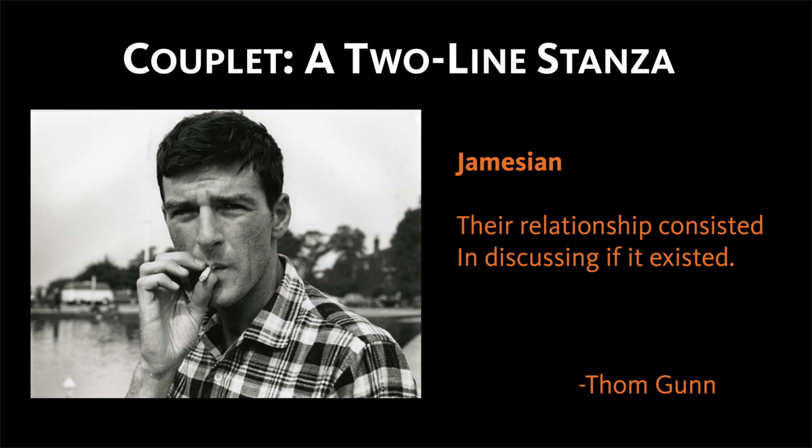Think of the couplet like a room with a mirror on 2 opposite walls. The 2 sides reflect each other. One line of the couplet reflects the other line of the couplet. Here's the British poet Thom Gunn's incredible 2-line poem about a problematic love relationship. The whole poem in one couplet goes like this. Their relationship consisted in discussing if it existed.